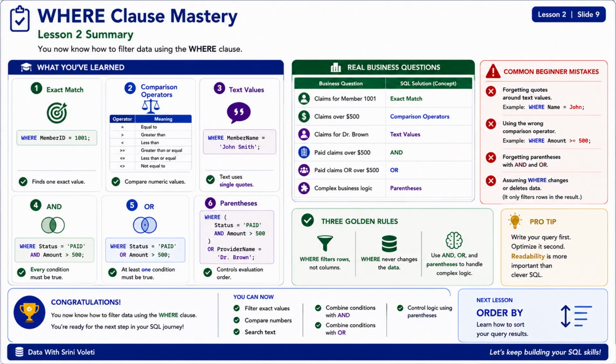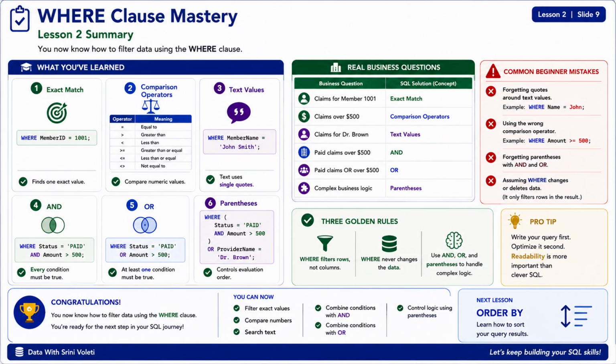Congratulations on completing lesson 2. You can now filter exact values, compare numeric values, search for text values, combine conditions with AND, broaden your results with OR, and control complex logic using parentheses. These are fundamental SQL skills that you will use in almost every database project, regardless of the industry.